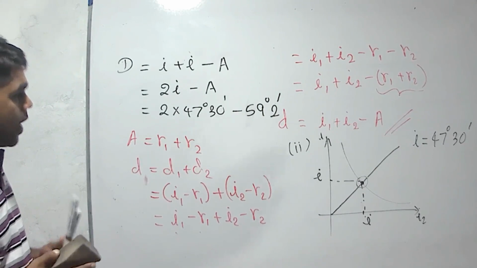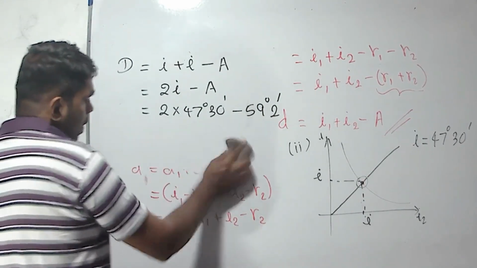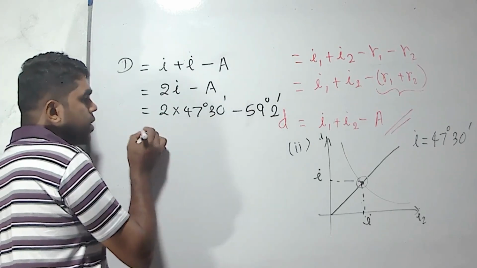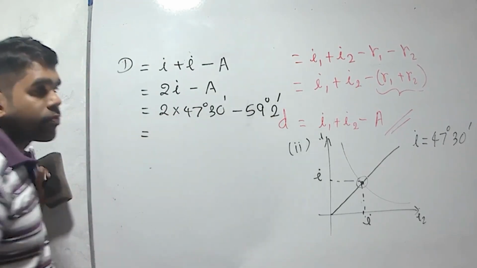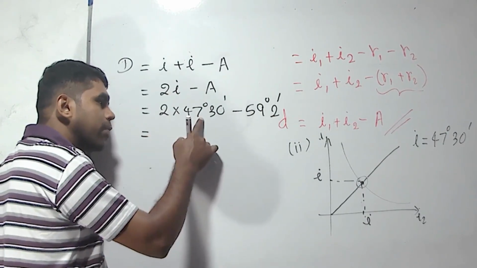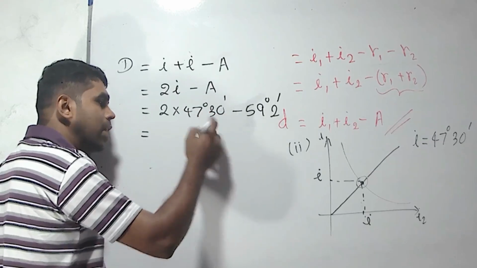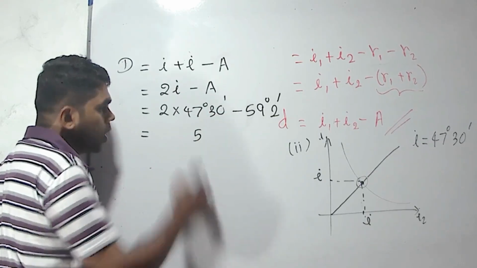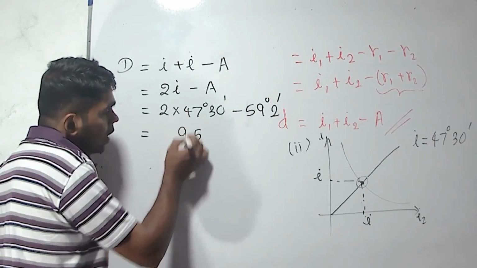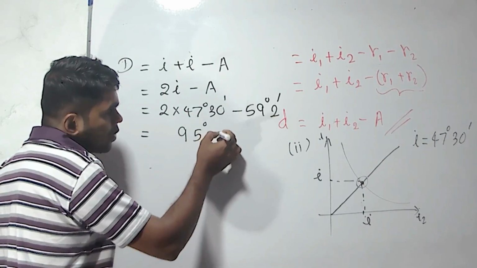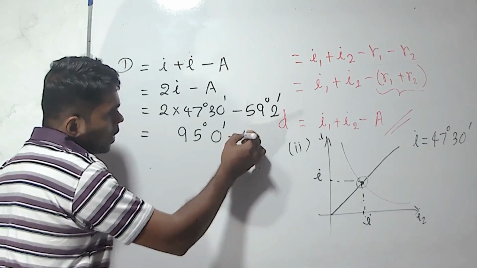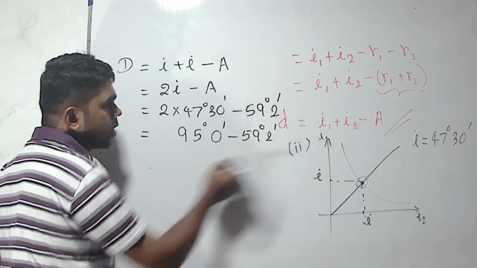Then we can simplify it. I will multiply 2 times 30, 60 minutes equal to 1 degree. Then we can get it as 1 degree. 2 into 7, 14, 14 plus 1, 15, 1 remaining. 2 into 8, 2 into 4, 8, 8 plus 1, 9. 95 degrees, 0 minutes. Minus 59 degrees and 2 minutes.